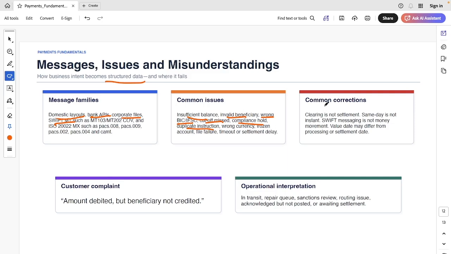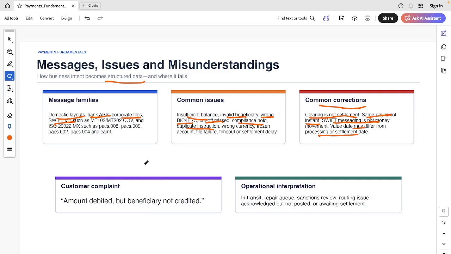Then we have some common misunderstandings regarding payments. Clearing and settlement are not the same thing. Clearing is not settlement. Same day payment does not actually mean instant payment. SWIFT messaging does not involve money movement, and value date may differ from your processing date and settlement date. These are some misunderstandings that we should be very careful about.